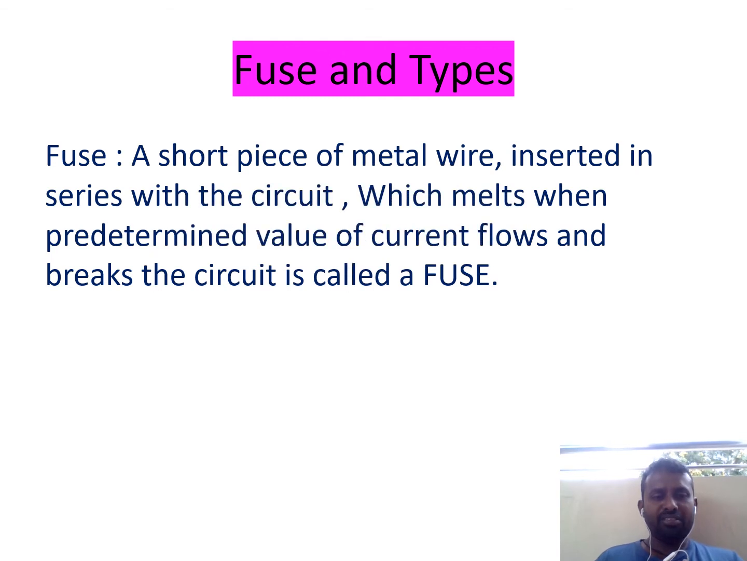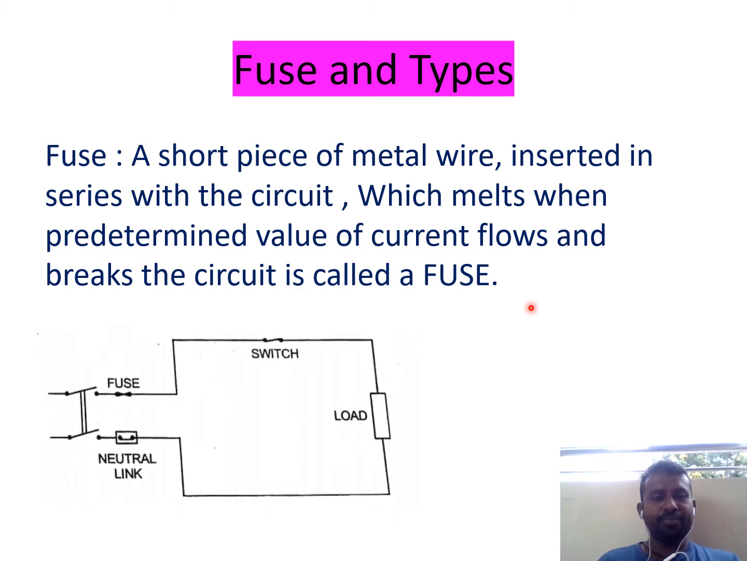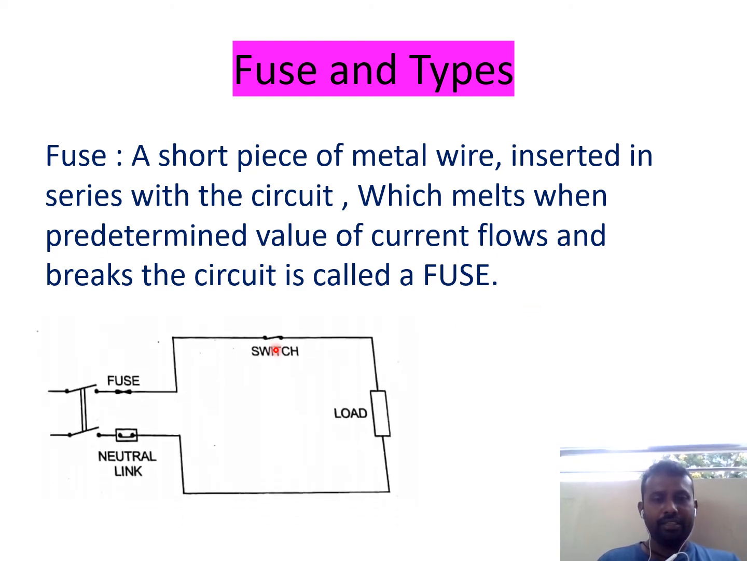A fuse is a short piece of metal wire inserted in series with the circuit, which melts when a predetermined value of current flows and breaks the circuit. As you can see here, this is the switch, this is the load, this is the fuse, and this is the neutral link. Whenever there is some sort of fault, the fuse will melt and thus isolates this circuit.